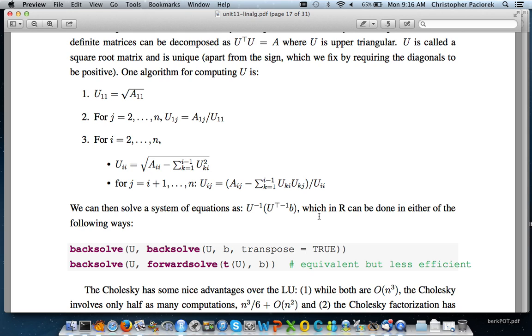What do we do with it? What is it useful for? One thing we can do is solve systems of equations. If we wanted to solve the system of equations that has solution A inverse B equals X, well, I can write A as U transpose U. I can then write U transpose U inverse as the inverse of the individual elements, having to transpose them, so the usual rules about dealing with transposes. So U transpose U inverse is going to be U inverse times U transpose inverse. And so that's where I've got this from.